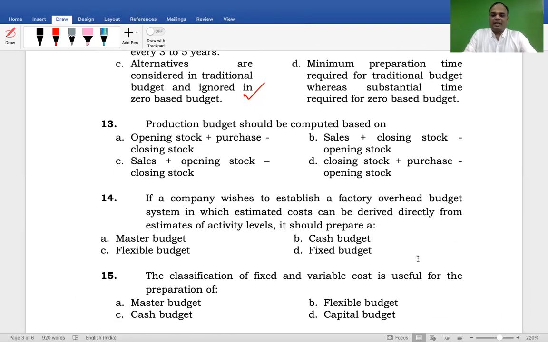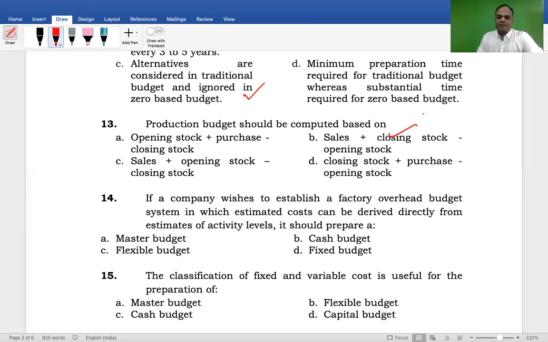Production budget should be computed based on opening stock. It's a format only. Opening stock plus purchase minus closing stock, or sales plus closing stock minus opening stock, or sales plus opening stock minus closing stock, or closing stock plus purchase plus opening stock. So what is the format for the production budget? Sales plus closing stock of finished goods minus opening stock of finished goods. Good. Next.